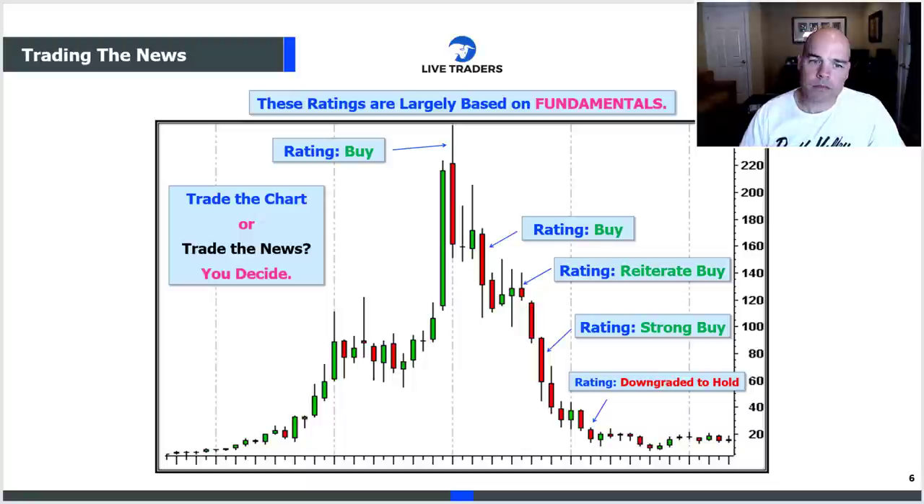All right, so check this out here. These ratings are largely based on fundamentals, all right? Buy rating. The stock just ripped from 60 bucks up to 240, and you get a buy rating? Okay, the stock pulls back, buy rating. Stock pulls back, reiterate buy rating. Stock pulls back some more. Now it's a strong buy rating, and then it finally gets down to $20, and it's downgraded to hold. What? Are you kidding me?